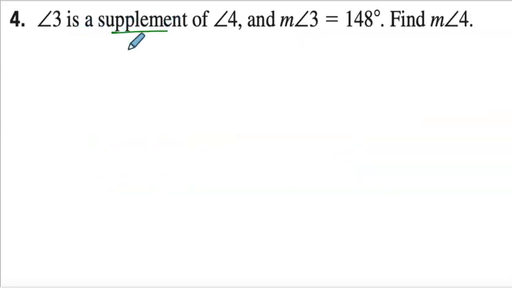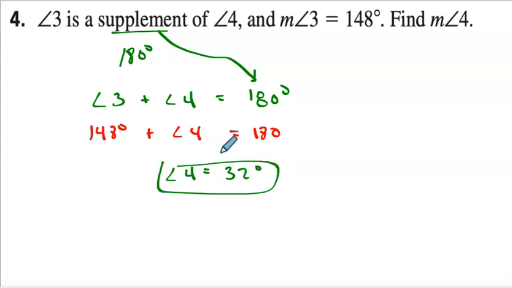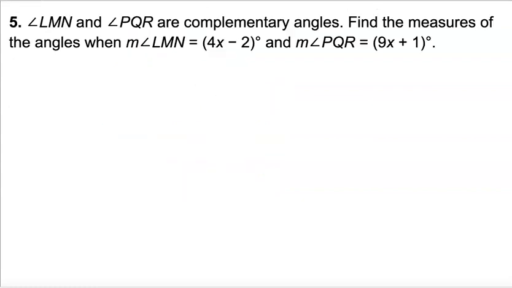Angle 3 is a supplement. Supplement, again, 180 degrees. Angle 3 plus angle 4 is equal to 180 degrees because of the supplementary. Given information, angle 3 is 148 degrees plus angle 4 is equal to 180. Subtract 148 from both sides, and you get angle 4 is equal to 32 degrees. Alright, moving right along. Again, please pause as you need.